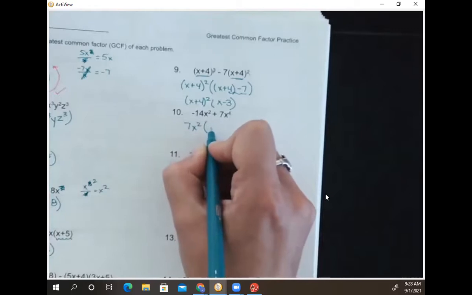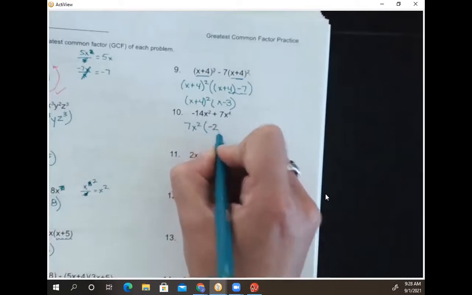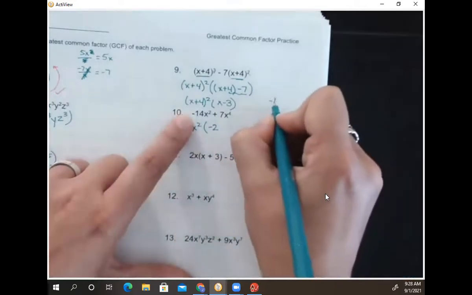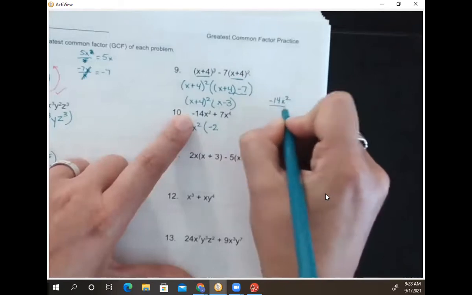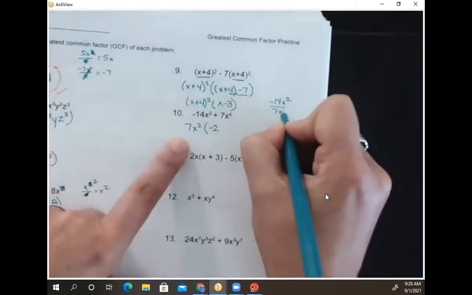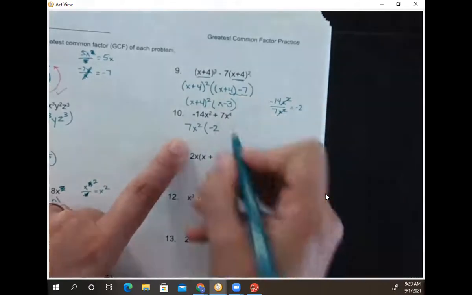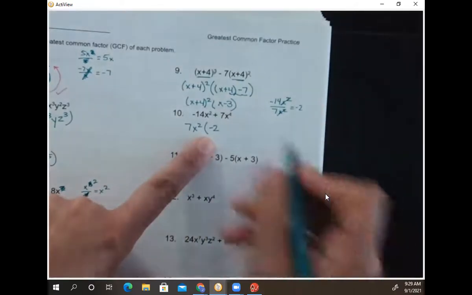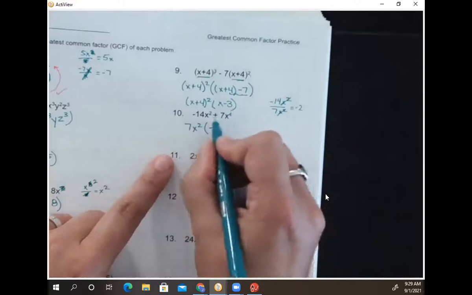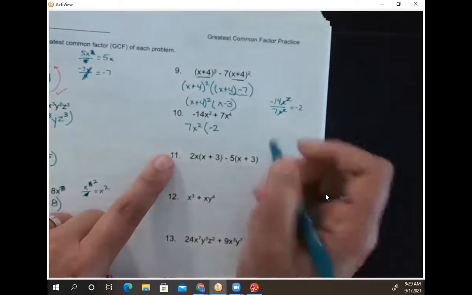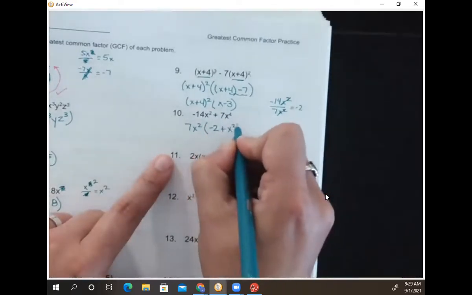What am I left with for the first term? Negative. So if you need to, off to the side, like I did on number 1, you can do that division. So I've got no more x squared. Negative 14 divided by negative 7 would be negative 2. So negative 2. And then what's left here? X to the second. Very good.